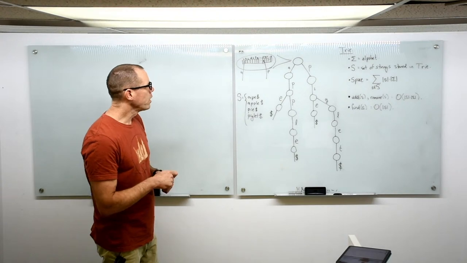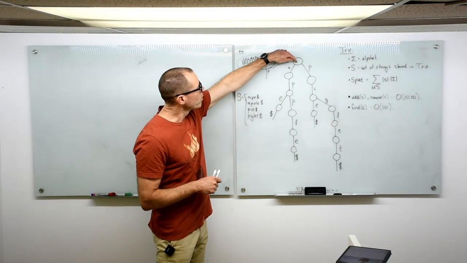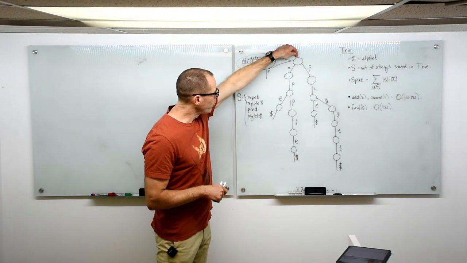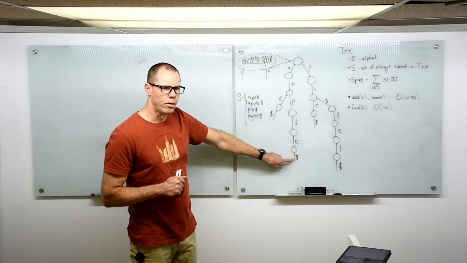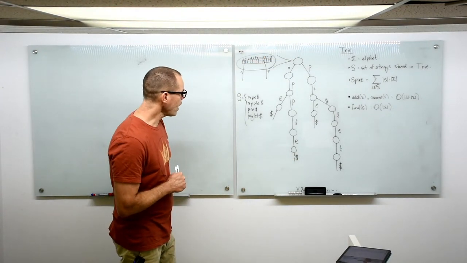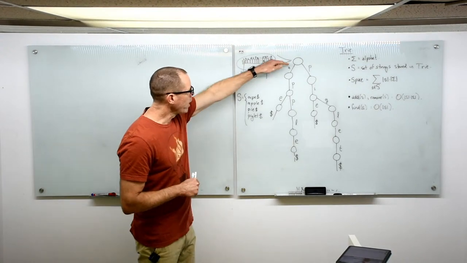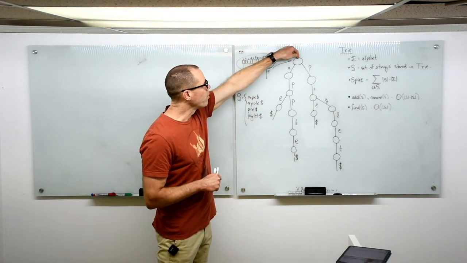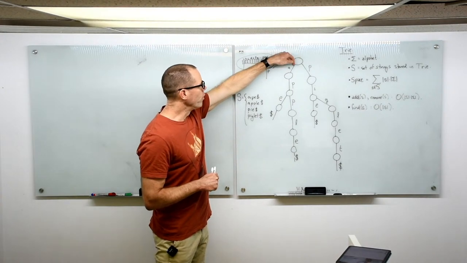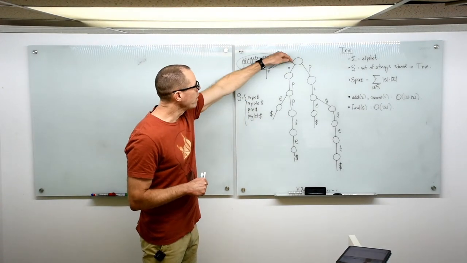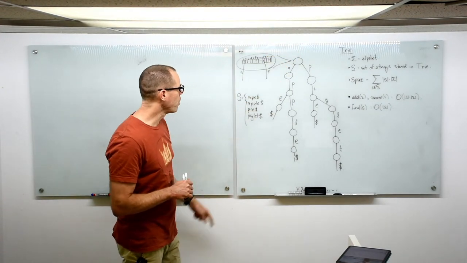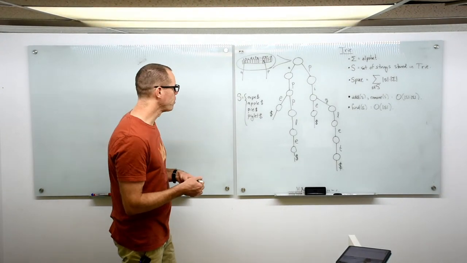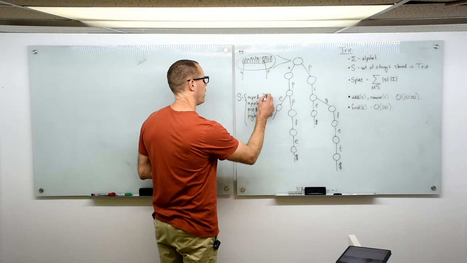And you can see that each string shows up as the labels of the edges on a path from the root to one of these dollar nodes. Okay? So that's the way you indicate the string is stored in your data structure. If it is, then there will be a path from the root to one of these dollar nodes that, if you read off the labels of the edges on that path, you'll find your string. And you see that that's the case for this particular set of strings.